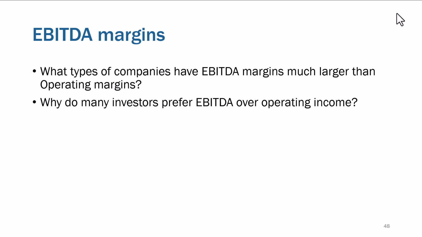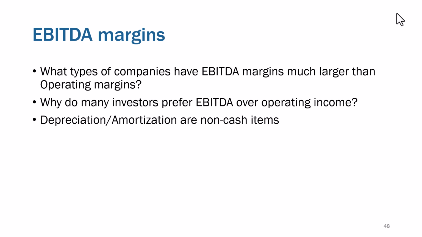Why do many investors prefer EBITDA over operating income? That's because depreciation and amortization are non-cash items. Now, companies also have capital expenditures, which do not decrease income, but they are a big decrease to cash flow. So for that reason, I actually prefer operating income percentages compared to EBITDA. I just think it's closer to cash flows when you're including capital expenditures.